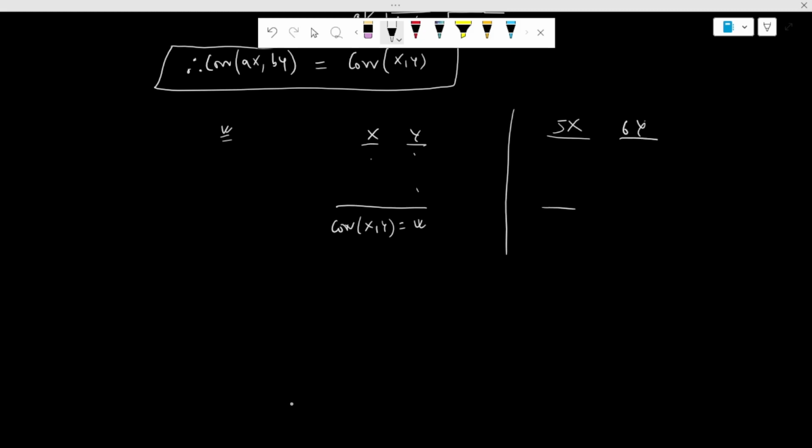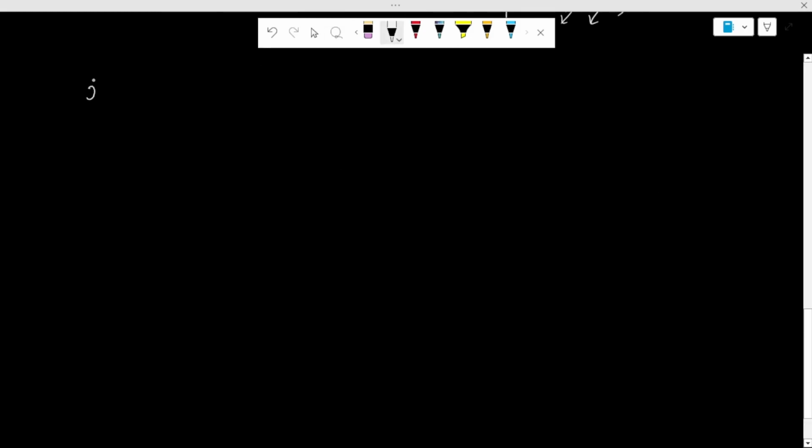And if we calculate the correlation coefficient of this 5x and 6y, this should also be equal to, if the correlation coefficient between x and y is, let me say, 0.7, then this should also be equal to 0.7. So the correlation coefficient does not change even if we scale the variables. Now let us see another property.